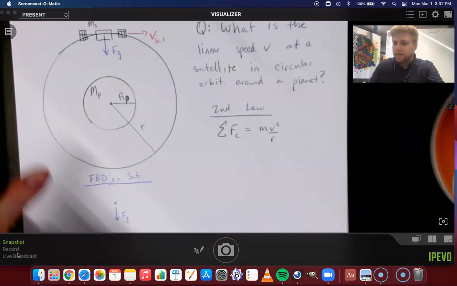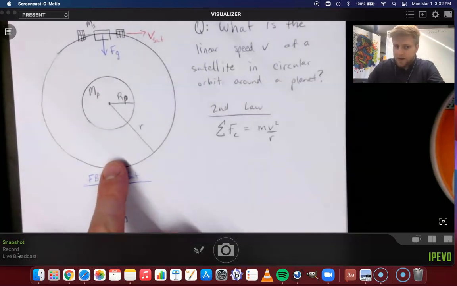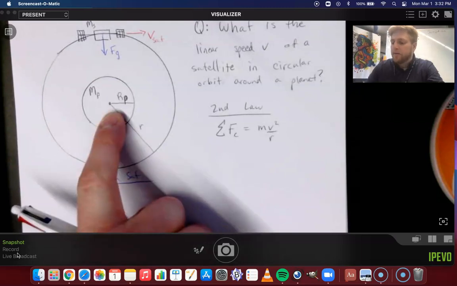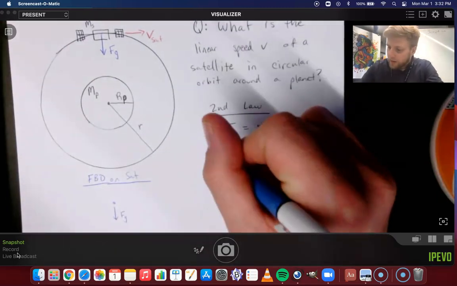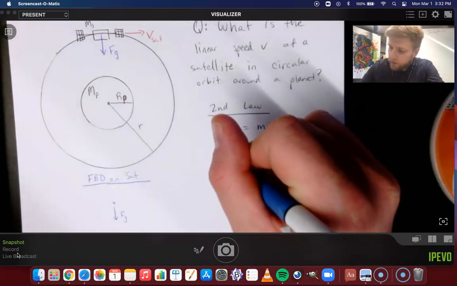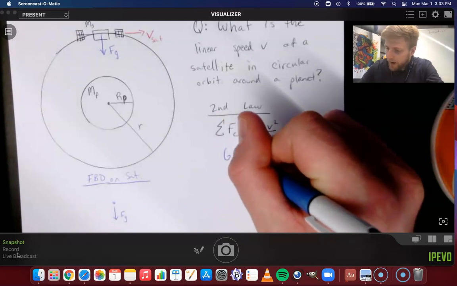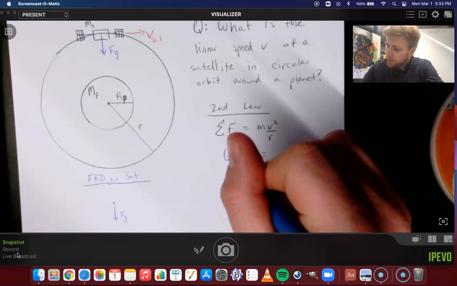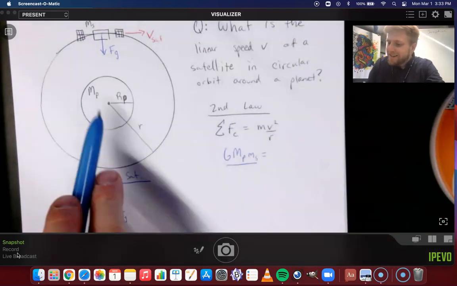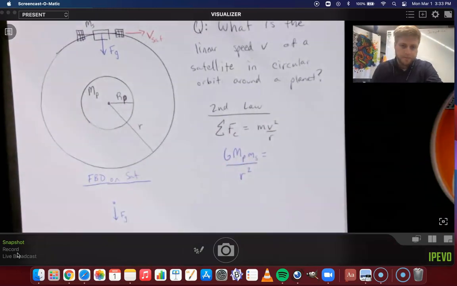Now, to be clear, if the satellite was over here, the force of gravity would act inward like this, or down here, it would act upwards, and so on. So all we need to do is, in our equation, plug in the force due to gravity, which of course is just big G, the first m the mass of the planet, the second m the mass of the satellite, divided by the distance squared between them. That's going to be little r squared.